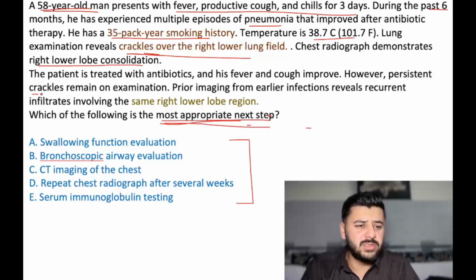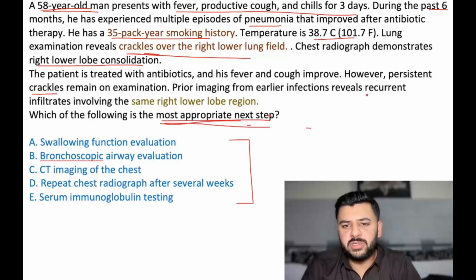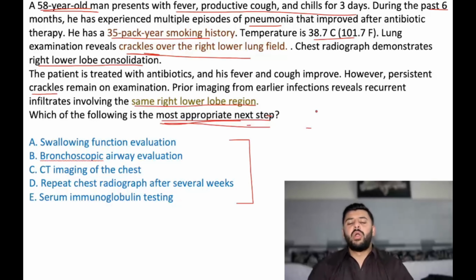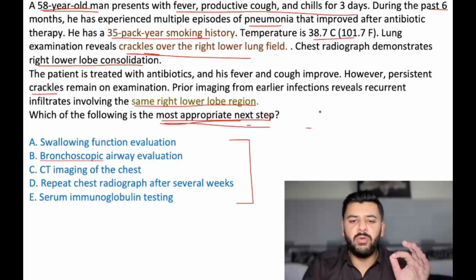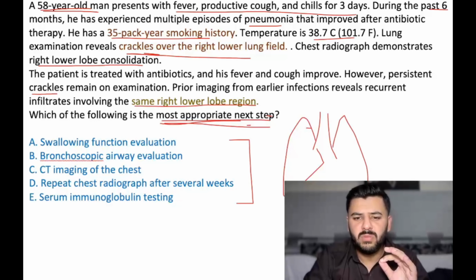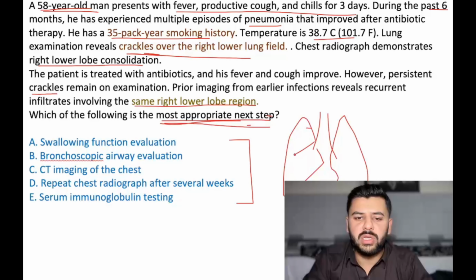So you have crackles that are not gone even after you treated with antibiotics. That's something that's a red flag, okay? Prior imaging from earlier infections reveals recurrent infiltrate involving the same right lower lung lobe region. Whatever this condition is, it's constantly involving only the one lobe of the lung. For example, here you got these, these are the lungs. And whatever this condition is, it's involving only a single lobe of the lung. Not all of them, but a single lobe. For example, it's involving this lobe. In this question, it's involving this lobe.